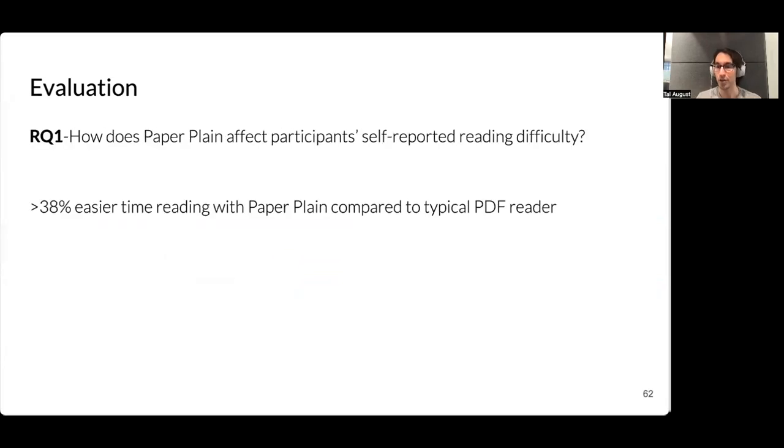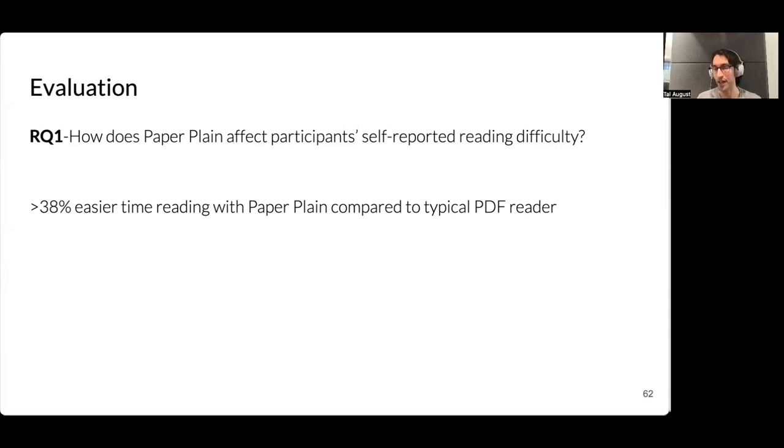So for the first research question, the top-level exciting finding was that PaperPlain made it significantly easier for people to read papers and find relevant information compared to using a typical PDF reader. So when controlling for individual paper and participant variability, the increase in reading ease was close to 2 points on a 5-point scale, constituting over a 38% increase. And this was all without any loss in paper comprehension.